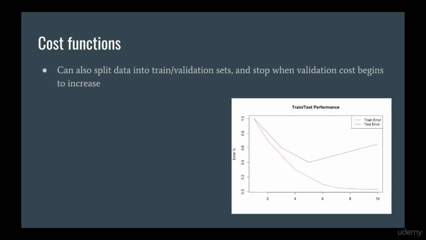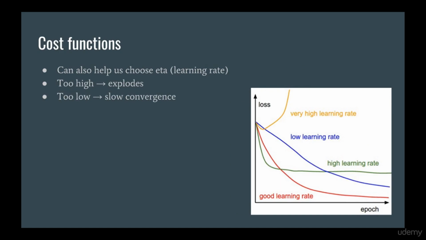An alternative is, you could use a separate validation set and stop when the validation cost increases, but that is not the focus of this lecture. Unlike the training cost, the validation cost is not guaranteed to decrease at every round, because that is not what we are minimizing with respect to. You can also use this same plot to help improve your learning rate. If the cost explodes or becomes not a number, your learning rate is probably too high. If your cost converges too slowly, you can try increasing your learning rate.